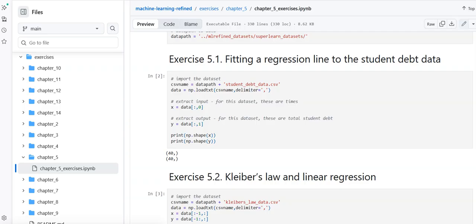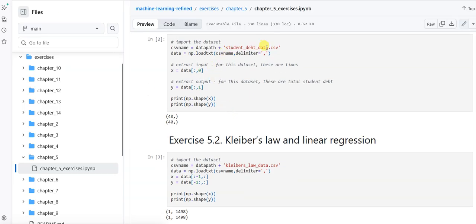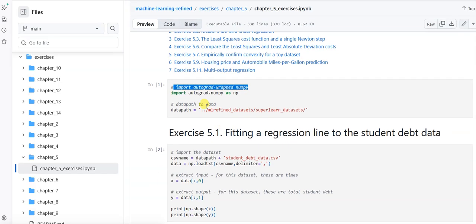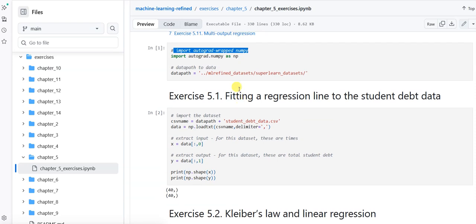Now that student data set is student debit data set.csv. We are asked to load that. For loading the data set, what exactly we are doing is import autograd. Autograd means gradient, and wrapped numpy. We are importing that package using import autograd.numpy as np. This entire package is np, so np is an alias name.